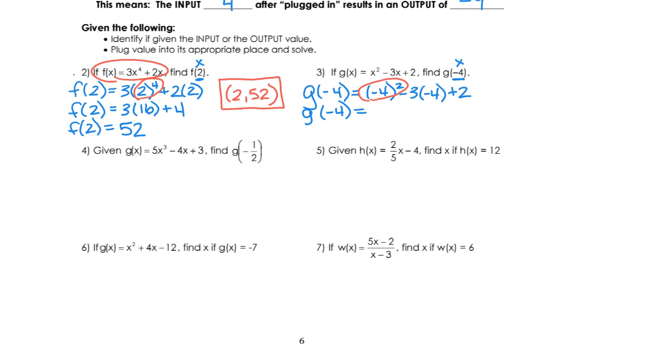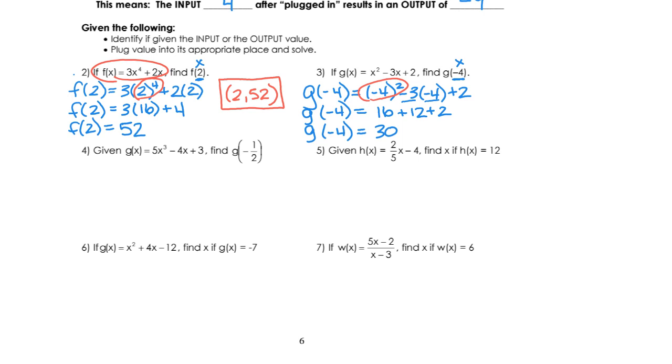Again, we could type this right into our calculator, but it is also good to use our brains as well. And so negative 4 squared, remember negative 4 times negative 4, that's going to give you a positive 16. Negative 3 times negative 4, negative times a negative is a positive 12, plus 2. And we can go ahead and add all those numbers together. 16 plus 12 is 28. 28 plus 2 is 30. And that's our output value.